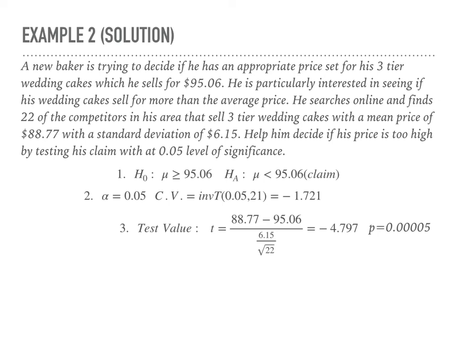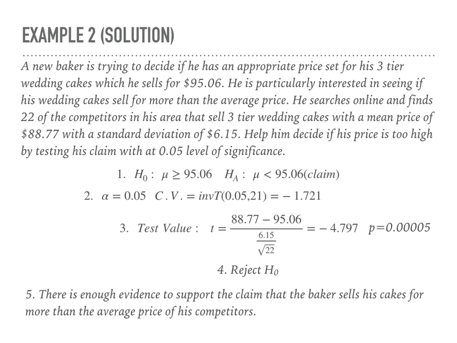Your t-value would be negative 4.797 and your p-value is 0.00005. This leads you to the decision to reject the null hypothesis and stating there is enough evidence to support the claim that the baker sells his cakes for more than the average price of his competitors.